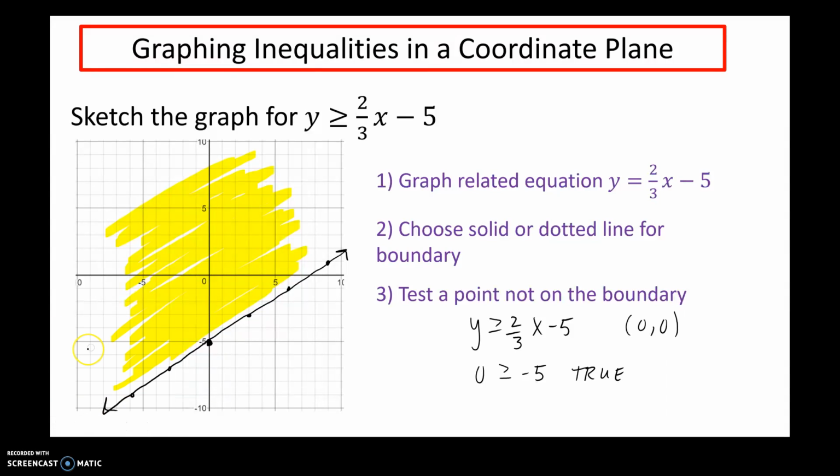And if you remember, obviously graphing lines, once we graph the line, we're finished. Inequalities on the coordinate plane have a whole region, a whole area of solutions. And that's why we have to find that region and shade the region that makes it true.